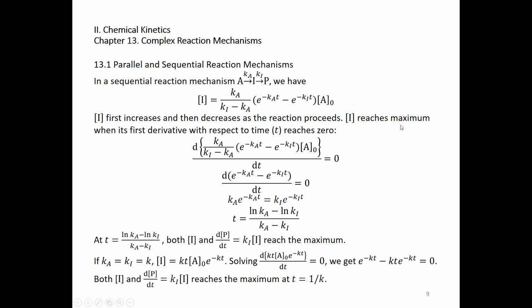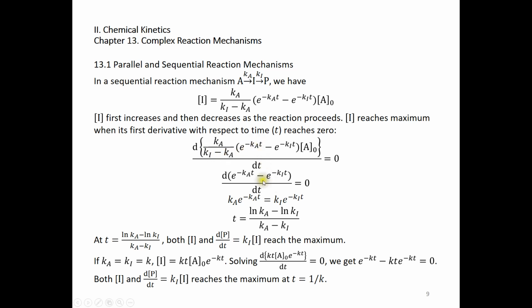Well, at the maximum, we know the slope is 0, so we set dI/dt to be 0. So the derivative of this expression of I with respect to time should be 0. And now we're going to clean up this equation. A naught does not depend on time. Ka does not depend on time. Ki minus Ka does not depend on time. So we can simplify this way.